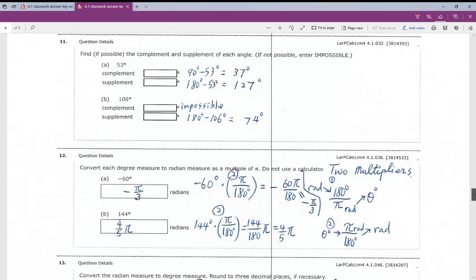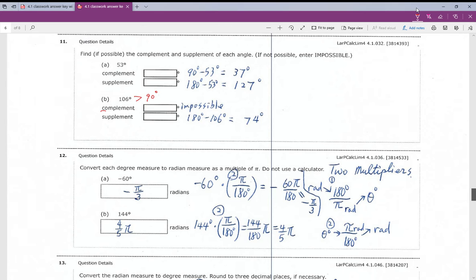Now, complement, supplement. If you have two angles that add together to equal 90, how do you find the other angle? So 90 take away 53 degrees. That's pretty easy. And the 106 is already greater than 90 degrees, so we say it's impossible to find the complement angle.